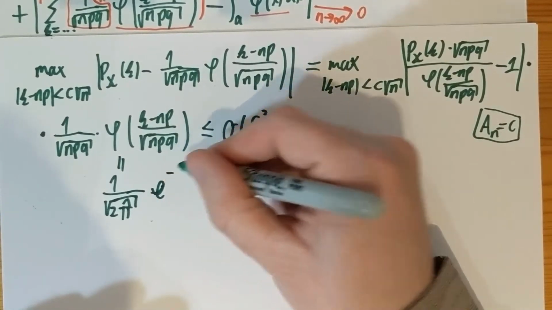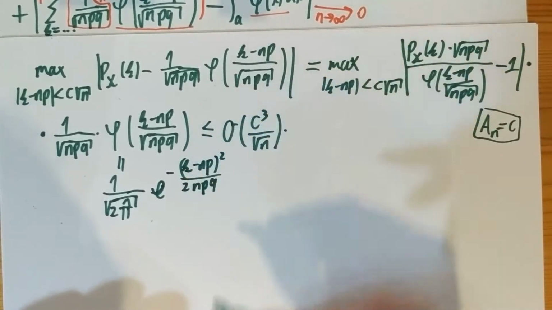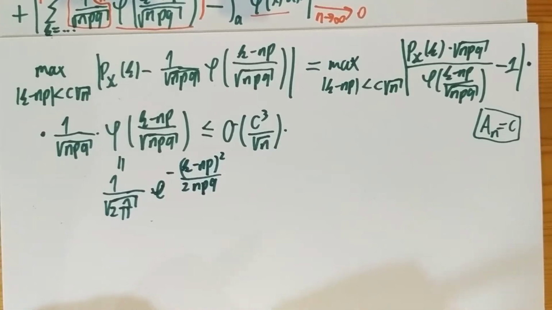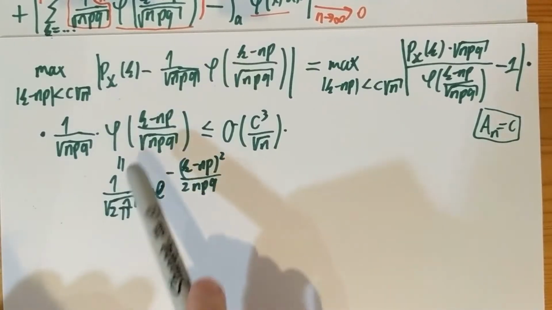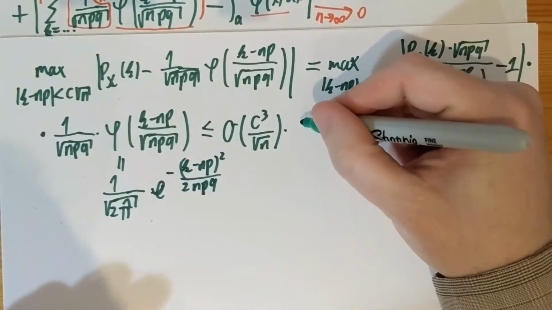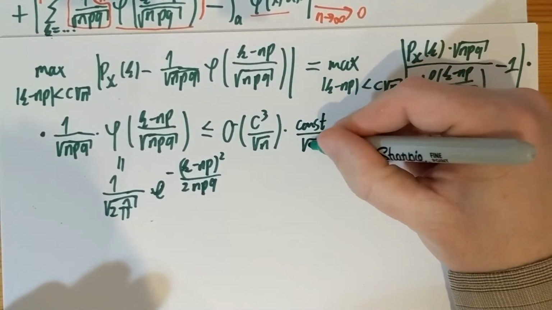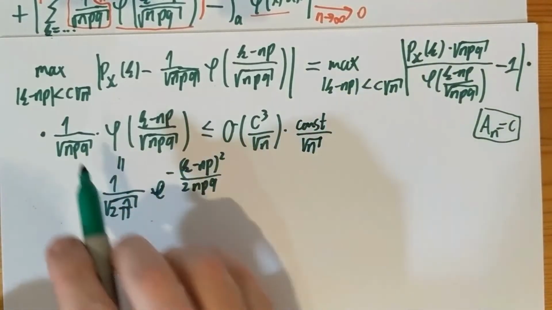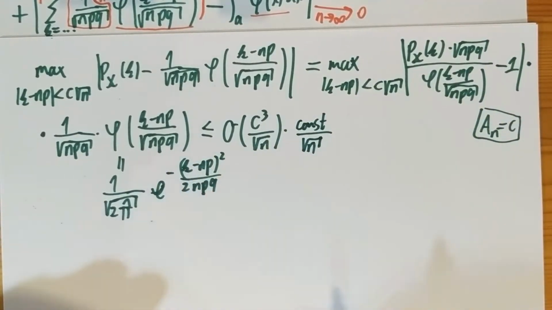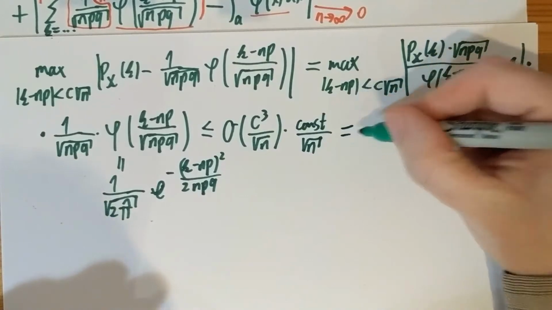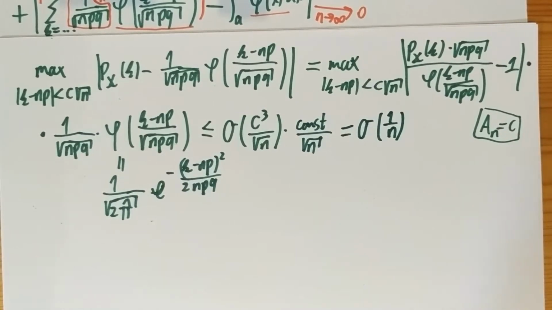And exponential of minus (k minus np) squared over npq and the 2. That's what phi is. The main point here is that there is this constant here and there is an exponential of a negative number, so this phi is in the order of 1. So really what we're having here is some constant over square root of n from here. The constant includes the 1 over root 2 pi hat, it includes p and q, and it includes a 1 for the exponential. And so together this is in the order of 1 over n. And at this moment we are done.